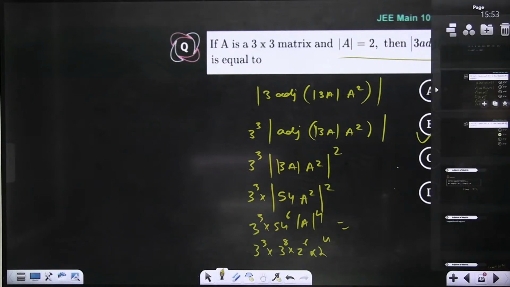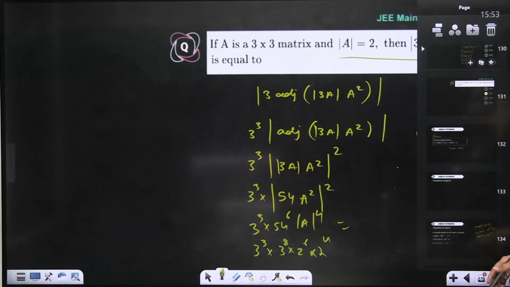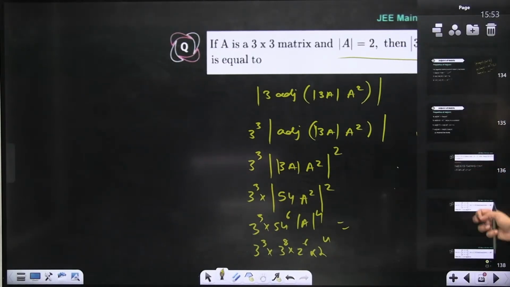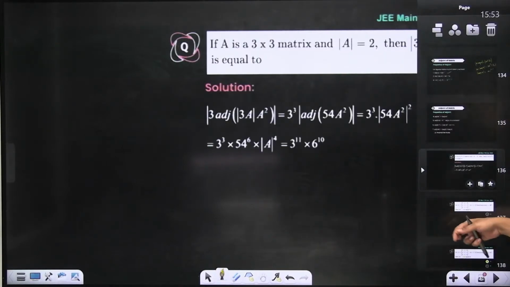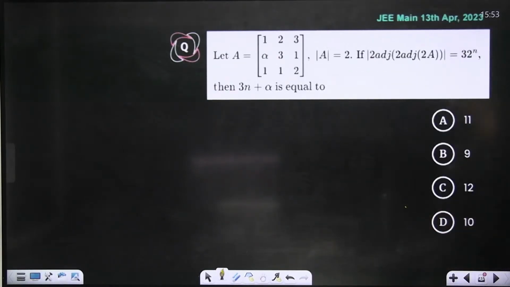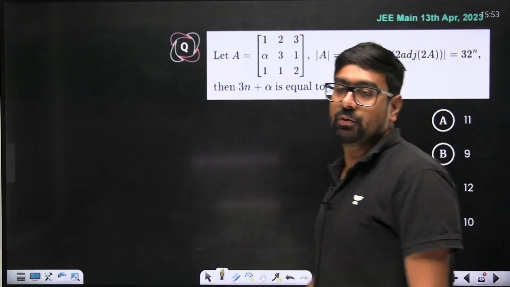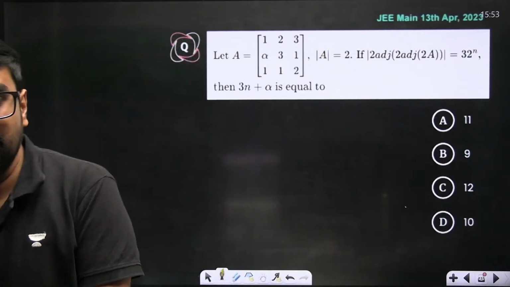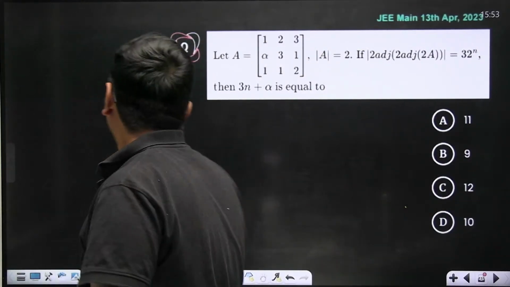Okay, this is how. So these questions, practice some more. I'm just showing you this particular variety is repeating itself in JEE. This year also many questions came on the properties of adjoint only. Many questions came on the properties of adjoint this year also.